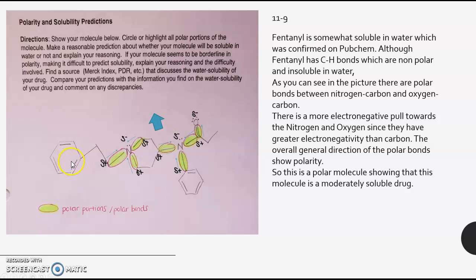As you can see in the picture, there are polar bonds between the nitrogen and carbon and the oxygen and carbon. There is a more electronegative pull towards the nitrogen and oxygen, since they have greater electronegativity than carbon. The overall general direction of the polar bonds shows polarity, and you can see that by the blue arrow. So this is a polar molecule, showing that this is a moderately soluble drug.